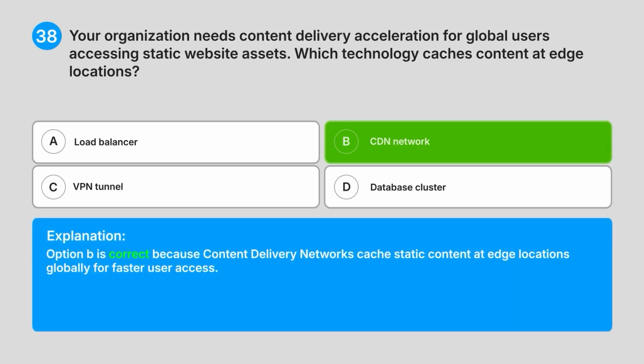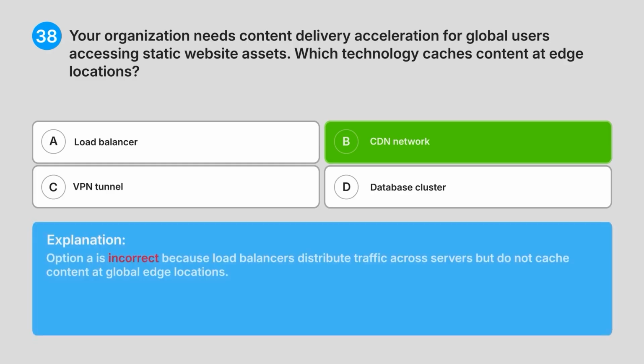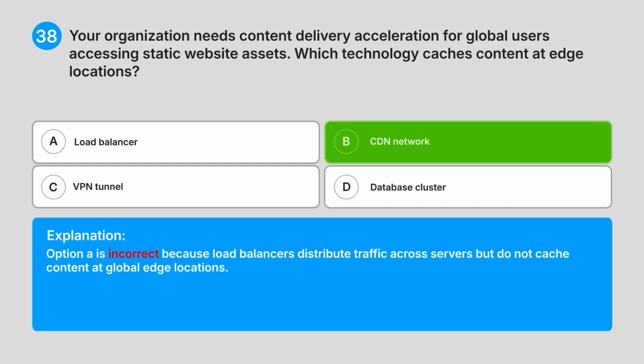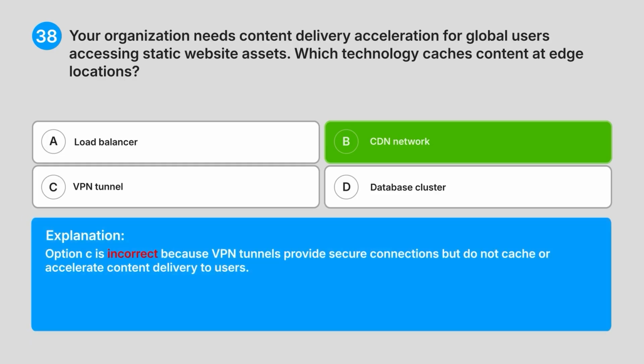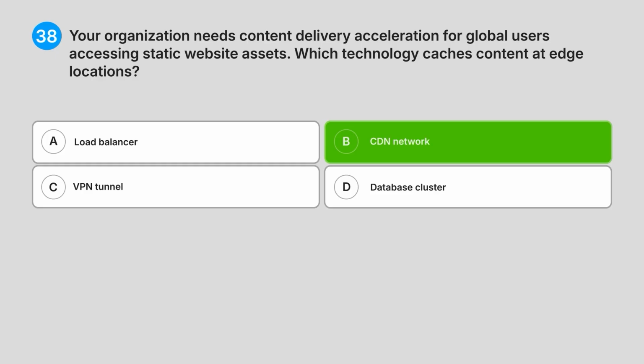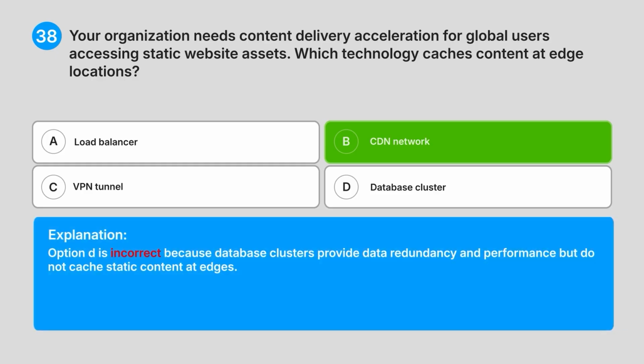Explanation: option B is correct because content delivery networks cache static content at edge locations globally for faster user access. Option A is incorrect because load balancers distribute traffic across servers but do not cache content at global edge locations. Option C is incorrect because VPN tunnels provide secure connections but do not cache or accelerate content delivery to users. Option D is incorrect because database clusters provide data redundancy and performance but do not cache static content at edges.